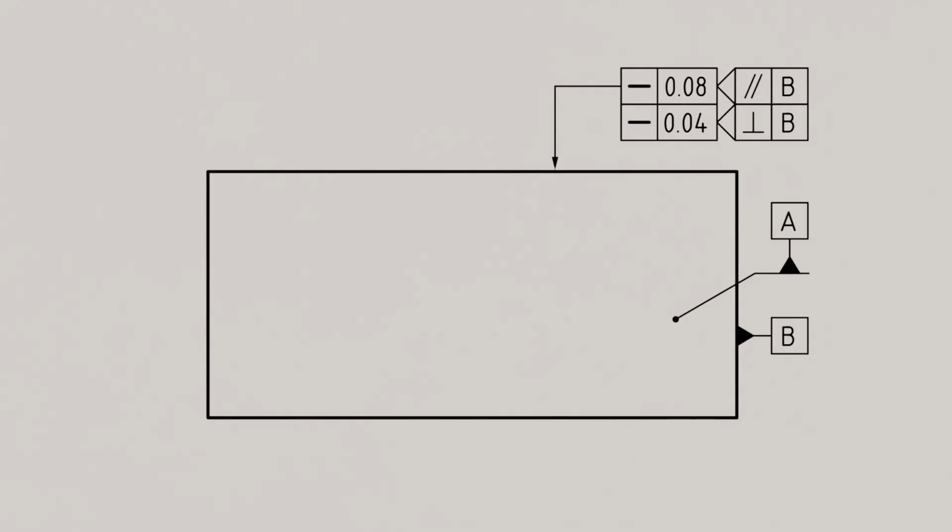For better clarity in technical drawings, the datum can also be combined directly with a feature control frame. In our example, the right side is specified with a flatness tolerance of 0.04 mm. This side surface simultaneously serves as datum B, which allows the datum triangle to be attached directly to the feature control frame.